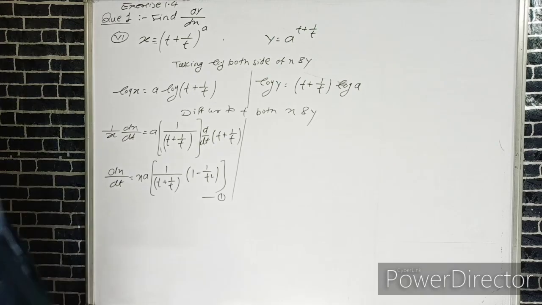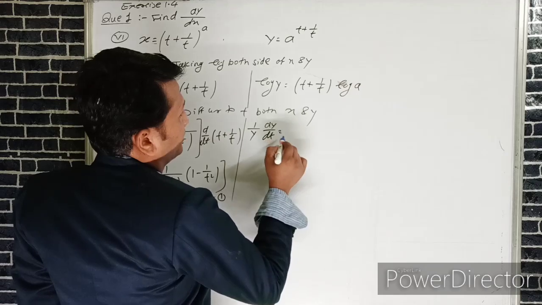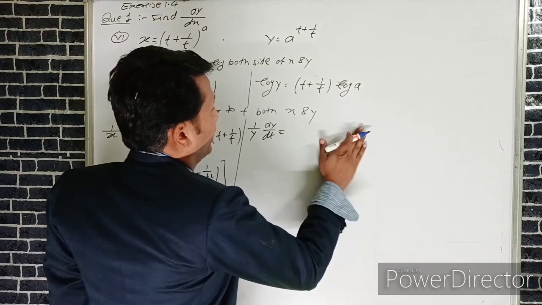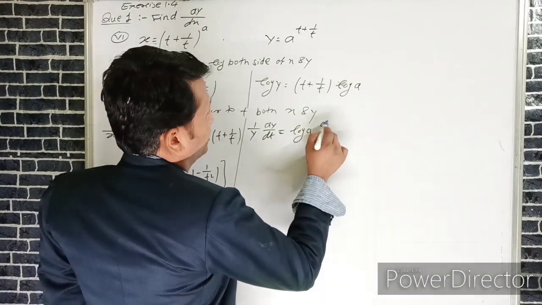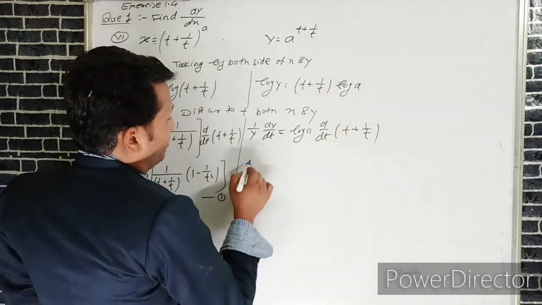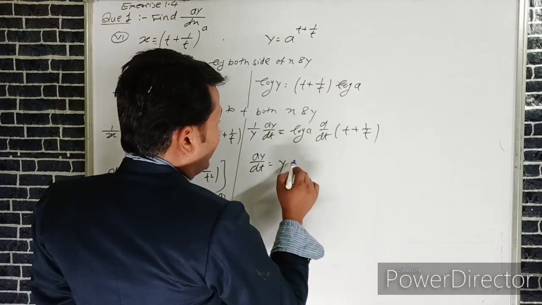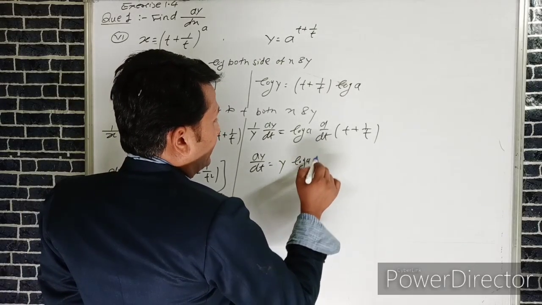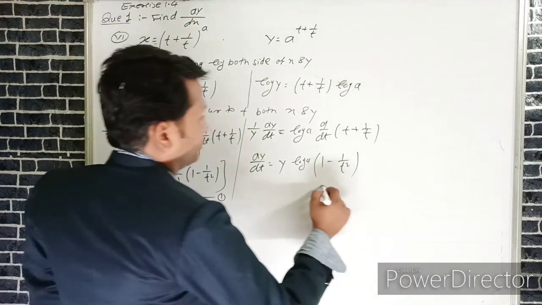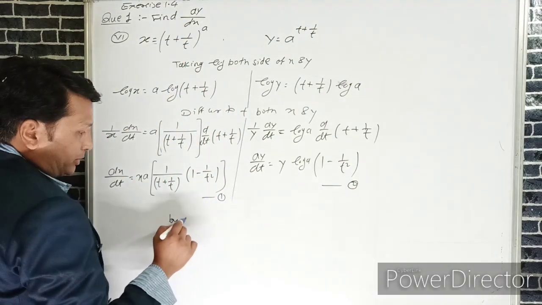Now if we take the derivative of log y, we can write (1/y) dy/dt, with log a constant, and we take the derivative of t + 1/t. Taking y to the right side, dy/dt = y log a into the derivative of t, which is 1, and the derivative of 1/t, which is minus 1 by t square. But we have to find dy/dx.